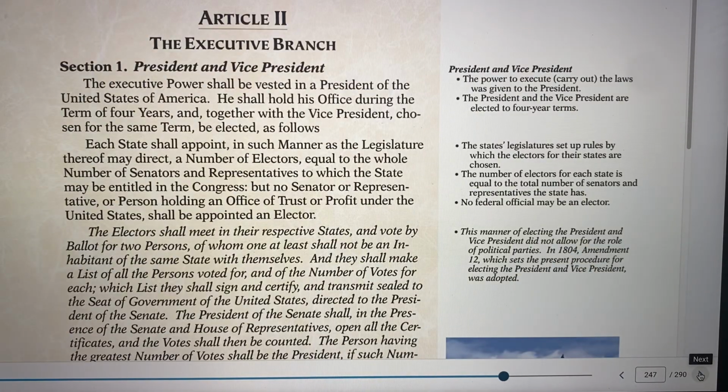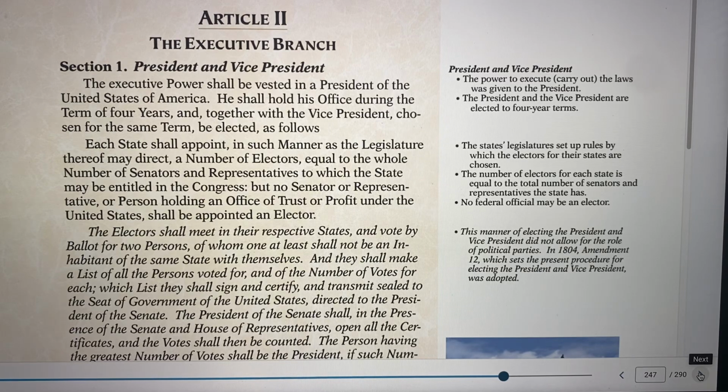Okay, now we're going to get into the executive branch, which starts with the president and the vice president, who are the heads of the executive branch. The executive branch is to carry out the laws, to make sure they're carried out. So the president and vice president have the power to execute or carry out the laws that were given to the president. And the president and the vice president are elected to how many terms? 4-year terms.